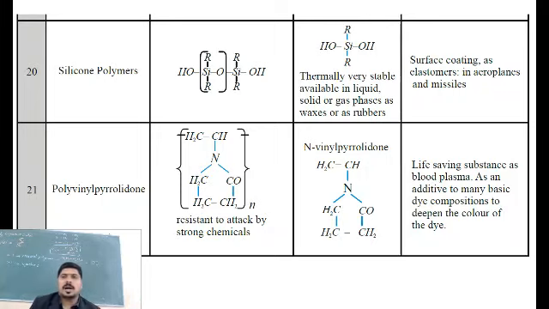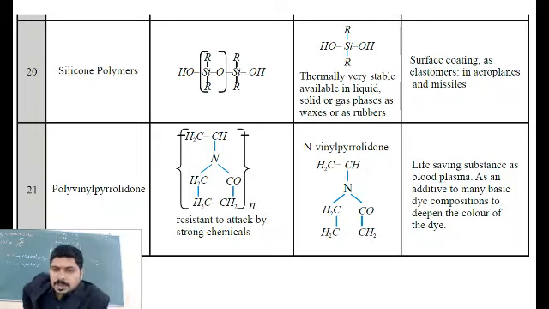That is why all the nipples for your milk feeding bottles are made of silicone only. They are highly stable, available in liquid, solid or gas phase. That's why they can even be used as rubber. That's what we use for the nipples of baby feeding bottles. It is also used for surface coating, and as an elastomer in aeroplanes and missiles.